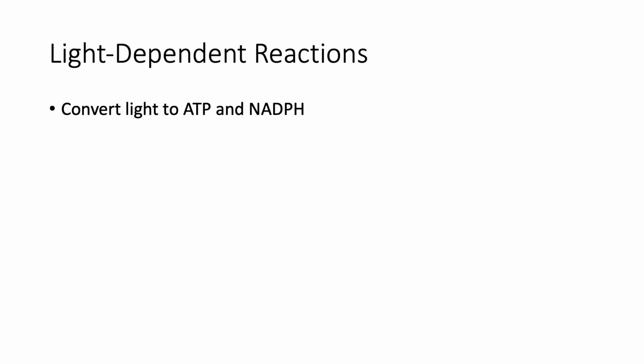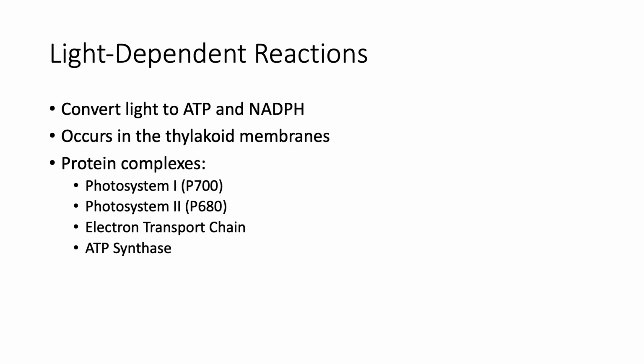and they occur through a series of protein complexes that are embedded in that membrane. The first two big ones are called photosystems 1 and 2, also known as P700 and P680, but those names aren't at all important to remember, and I'll go over what the photosystems are, their structure, and how they're different from one another in a minute.